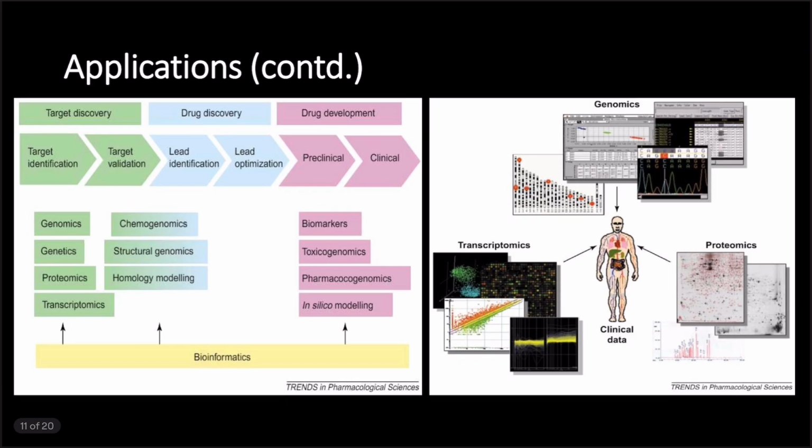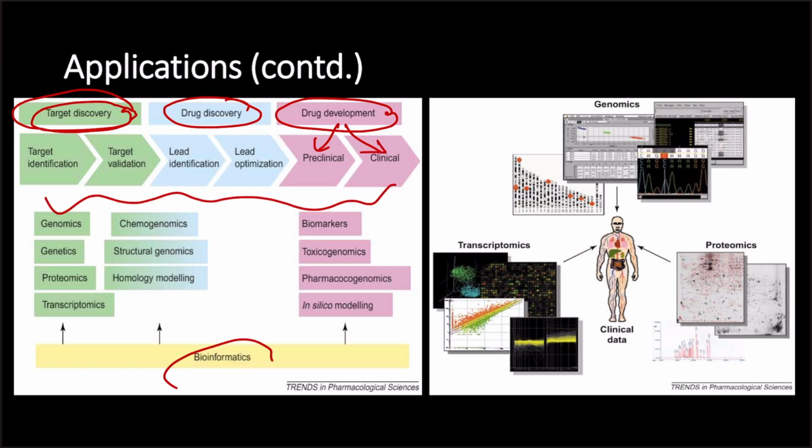Now continuing with drug discovery. As you can see here, in drug discovery we have several phases. First is target discovery, then drug discovery, and finally drug development, which comprises the preclinical and the clinical trials. So in all these phases we have bioinformatics involved.